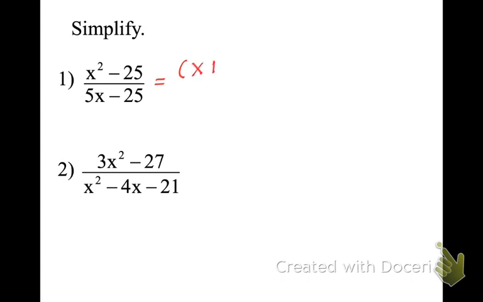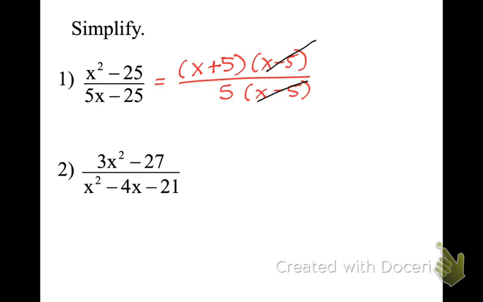The quantity of x minus 5 times the quantity of x plus 5, x plus 5 times the quantity of x minus 5. And then in the denominator, how do I factor that? Somebody I haven't heard from? Go, Alan. You factor out 5, and what's left? x minus 5. Now, what can we cross cancel? Go, Dakota. We could cross cancel both of the x minus 5, and so what's left is x plus 5 over 5.